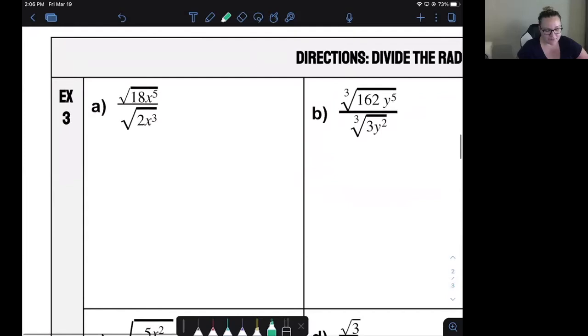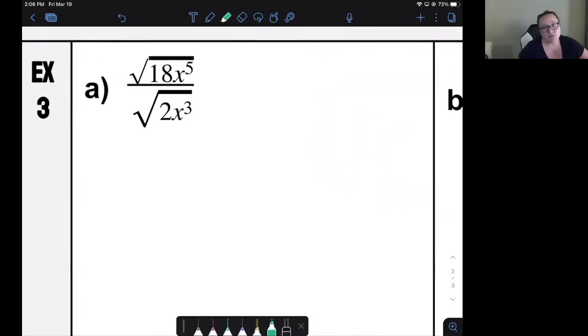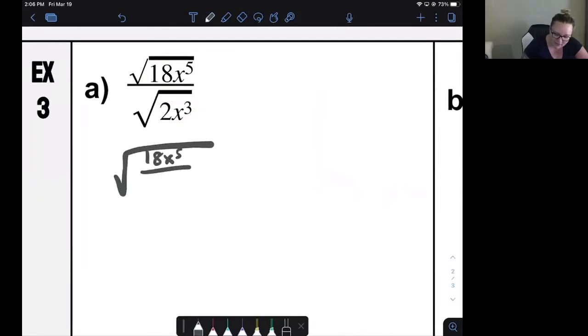Still using division. So here's why we want to do that sometimes. We have the square root of 18 x to the 5th divided by the square root of 2x cubed. What I notice is that 18 is divisible by 2, and that x to the 5th and x cubed would simplify. But they're both under radicals, so I can't just start simplifying things. Instead, because of that definition we just talked about, I can actually rewrite these as the square root of 18x to the 5th over 2x cubed. So combining them under one radical actually helps me simplify the problem. It makes it a little easier.